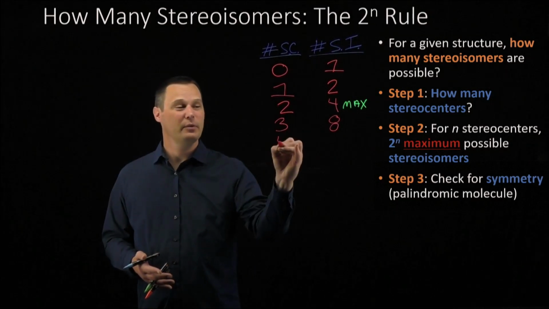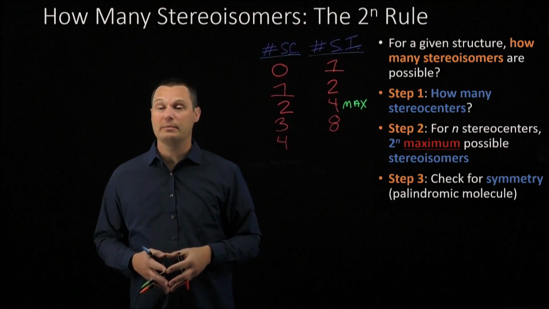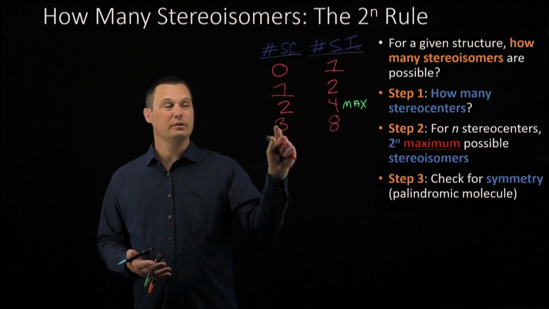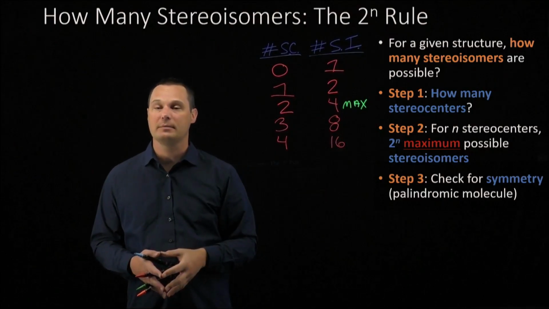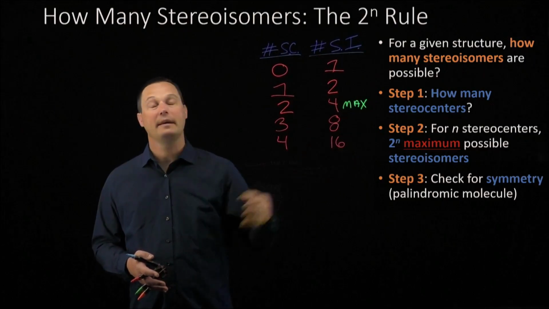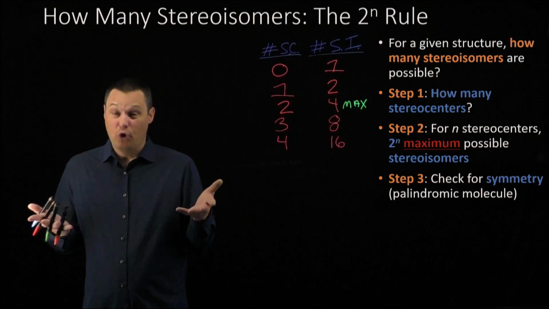Using this rule then, if we had a molecule with 4 stereocenters, can you tell me the maximum possible number of stereoisomers? Remember, it's not 4 times 2, it's not 4 squared, it's 2 to the 4th power, which would be 16 maximum possible number of stereoisomers. And a quick check to see if the molecule is a palindrome will tell you if any symmetry will make that number smaller. If this already feels cleaner and less daunting, good, that's the point.